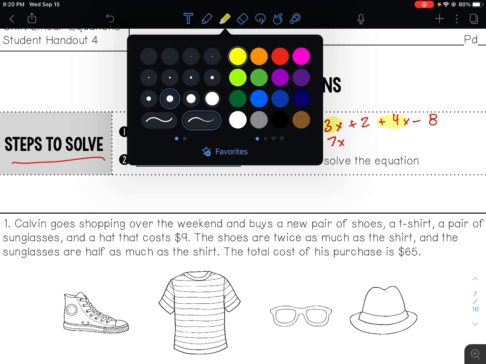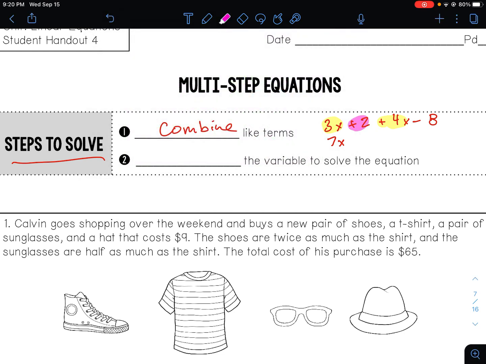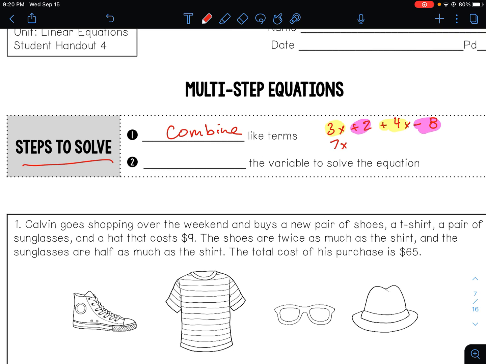And then your other like terms, well, let's see, 2 is also like with 8, but that's not just 8, it's technically negative 8. So think of what do you get when you have 2 minus 8? Well, the negative number is bigger, so the answer is going to be negative, but 8 and 2 you subtract, you get 6. So you end up with 7x minus 6. And that's what happens when you combine like terms.